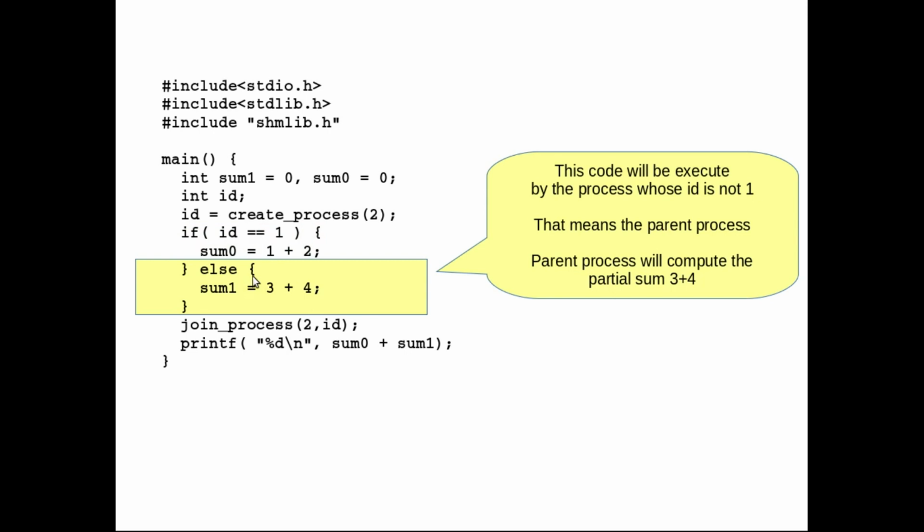Whereas the parent process, this line will be executed by the process whose id is not equal to 1. The id of the parent process is 0, so this line will be executed only by the parent process. The parent process will calculate the partial sum 3 plus 4, and it will store it in sum1. So as you can see, the child process is calculating the sum 1 plus 2, and the parent process is calculating the sum 3 plus 4.